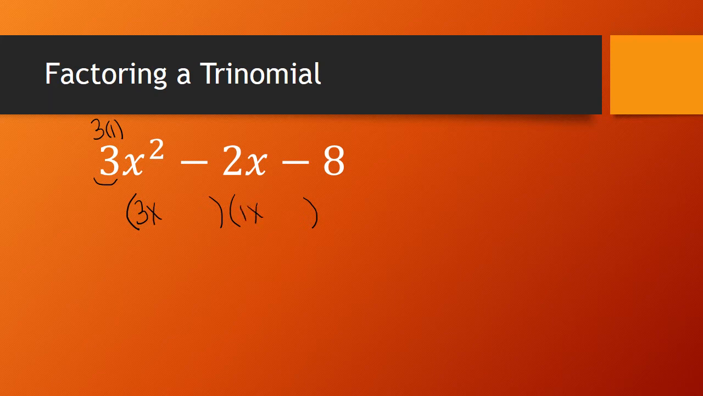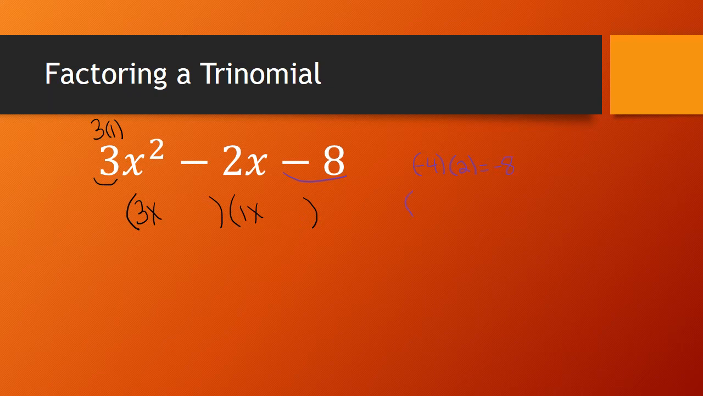And for the last numbers in the binomials, we said that the last number in the trinomial, which is negative 8, is the product of these two numbers. Again, we're going to have to do a lot of guessing and checking to find these two numbers. The first thing I can think of is negative 4 and 2. I'm going to use these two numbers first and find out if they work, because negative 4 times 2 is negative 8.